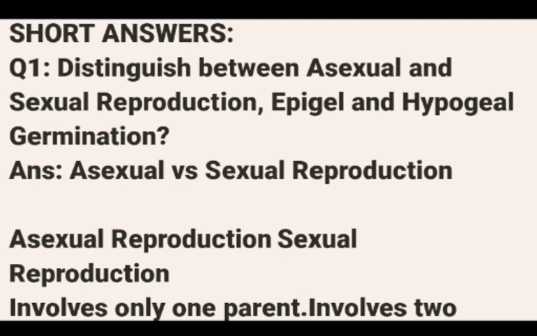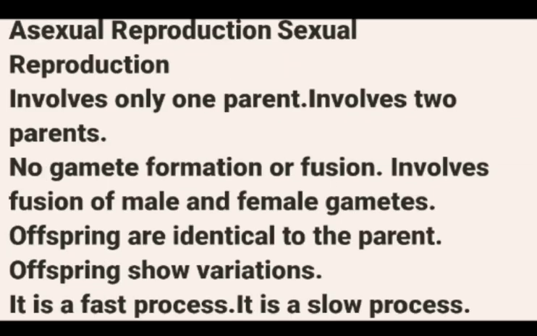Question number 1. Distinguish between asexual and sexual reproduction, epigeal and hypogeal germination. The answer: asexual versus sexual reproduction. Asexual involves only one parent, sexual involves two parents. No gamete formation or fusion, versus fusion of male and female gametes. Offspring are identical to the parent, versus offspring show variation. Asexual is a fast process and sexual is a slow process.